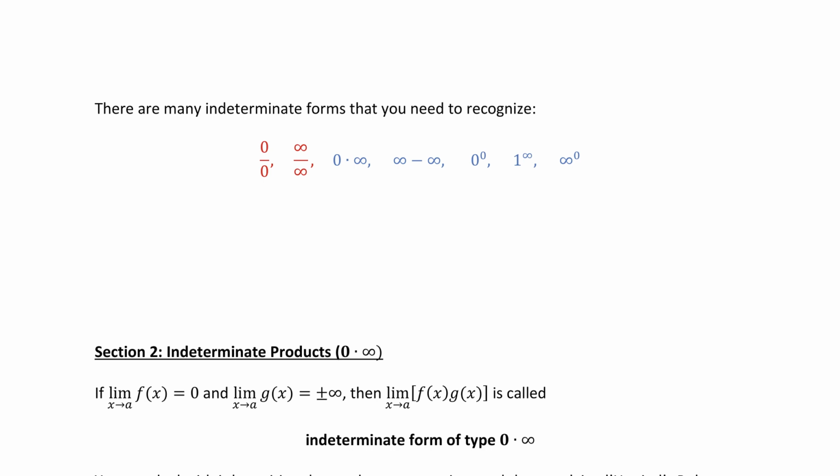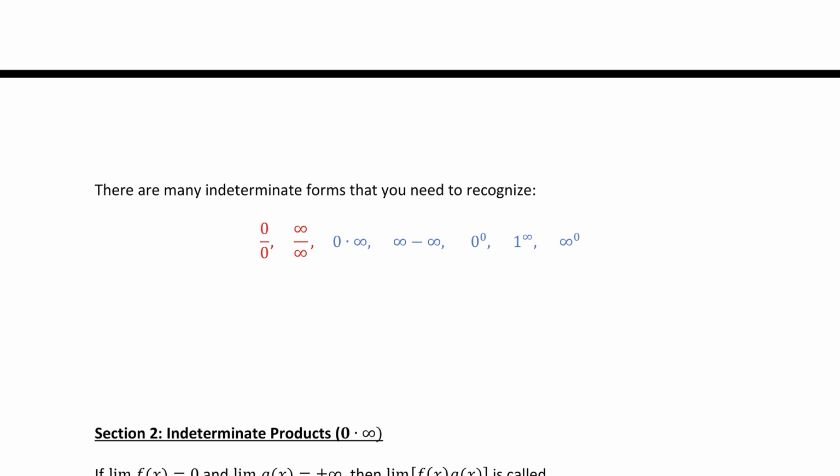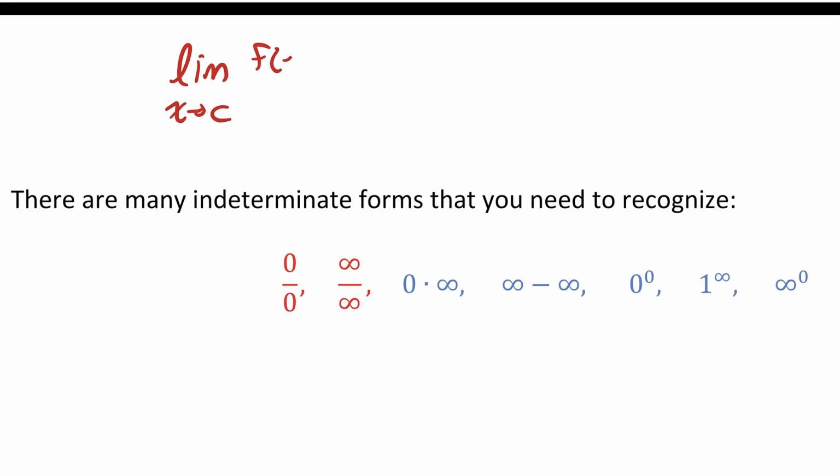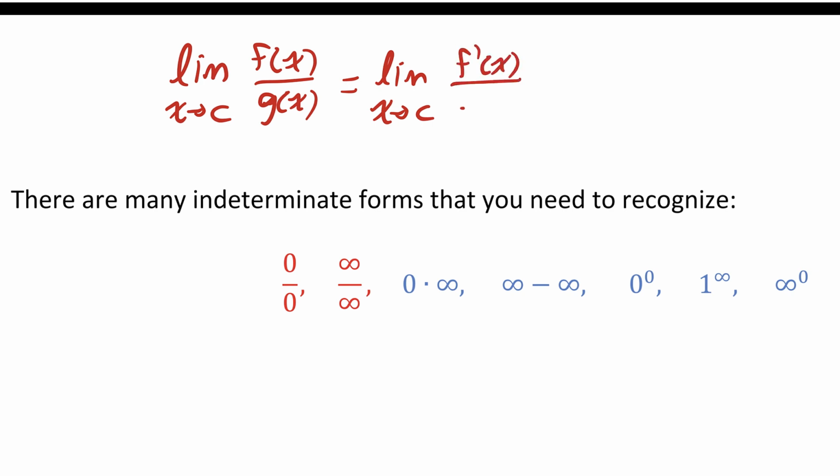So now that you've learned what L'Hopital's rule is, let me just summarize it very quickly for you. L'Hopital's rule tells us that the limit as x approaches some value, we'll call it c, of f at x over g at x is equal to the limit as x approaches c of the derivative of f at x over the derivative of g at x.